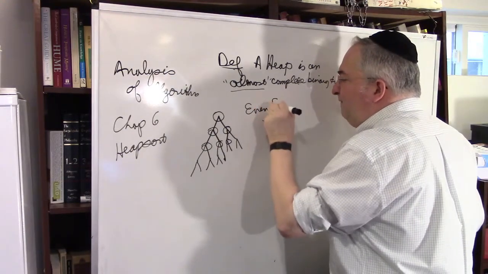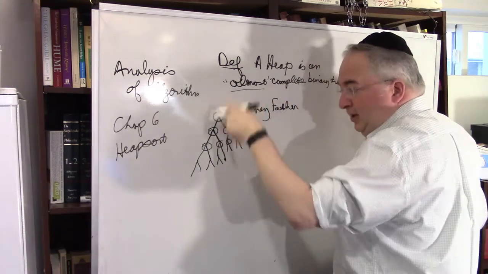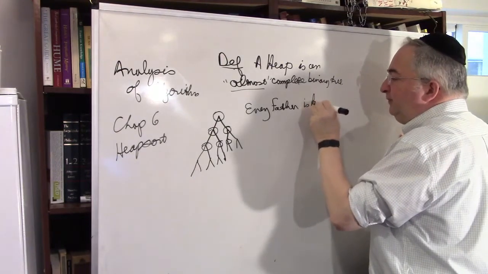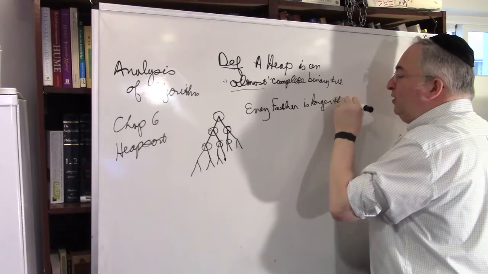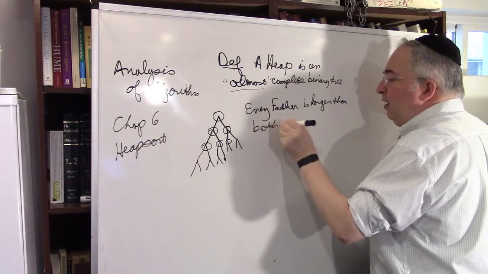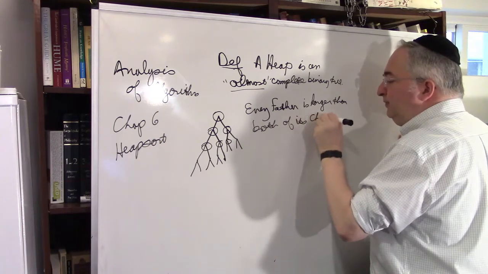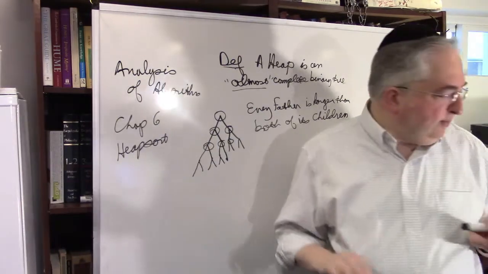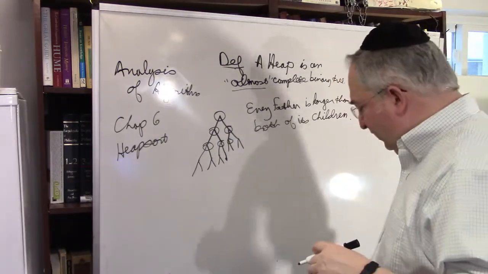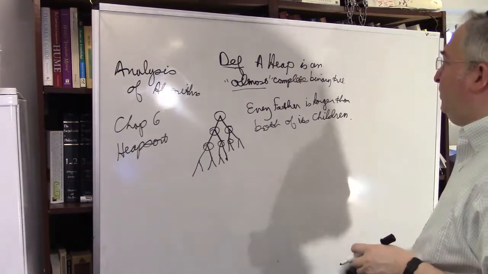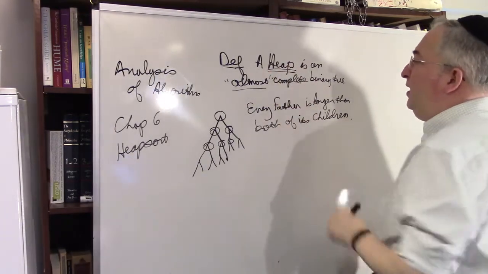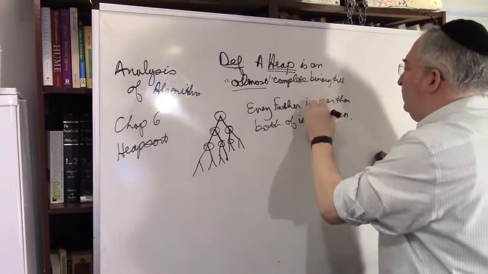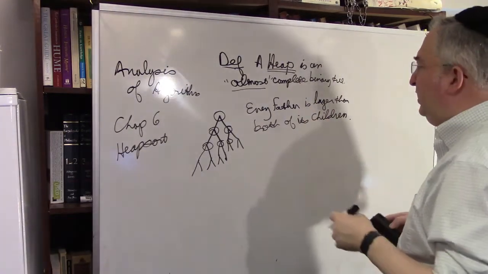Every father, a node that has 2 children or no children, is larger than both of its children. That is the defining property of a heap. A heap is an almost complete binary tree. So we're defining the word heap. Almost is kind of made up. Every father is larger; in other words, it's a bigger key than both of its children.